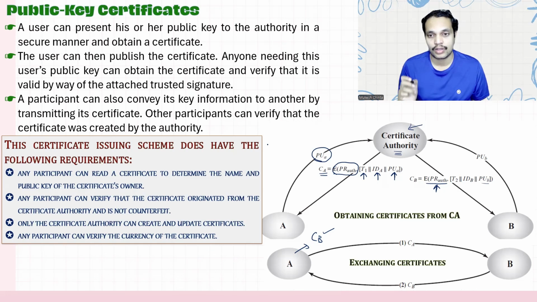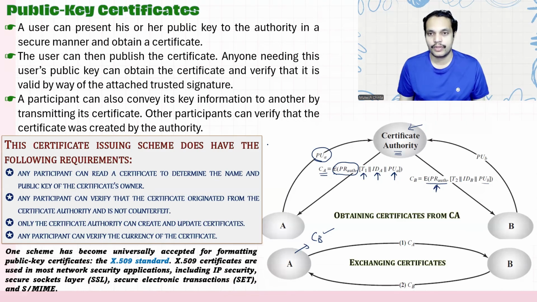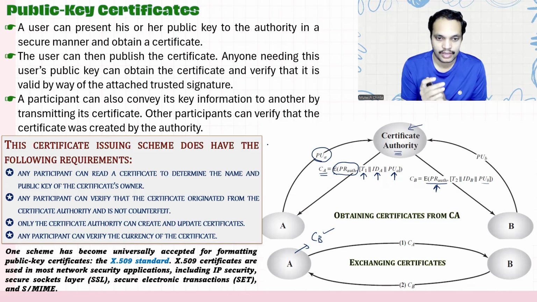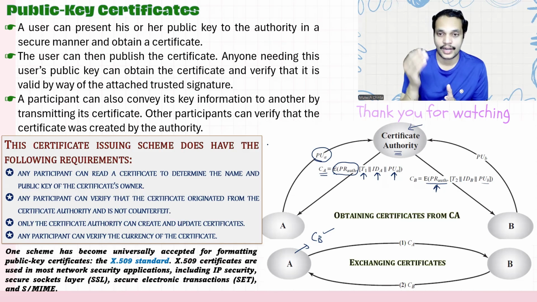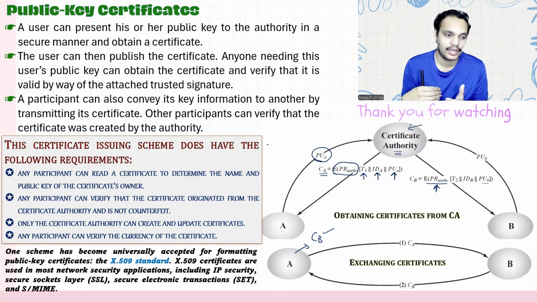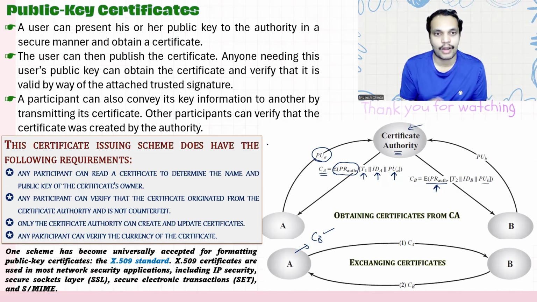Public key certificates are the most widely used for distribution of public keys in the modern world. One scheme which is a standard is the X.509 standard. These X.509 certificates are used in most security applications, including IPsec, SSL, TLS, secure electronic transaction, and even S/MIME. I did make a video on the X.509 standard, where you can observe what the contents of X.509 are, what additional features came in version 3, and so on. So please do check out that video to learn more about how a public key certificate looks like.